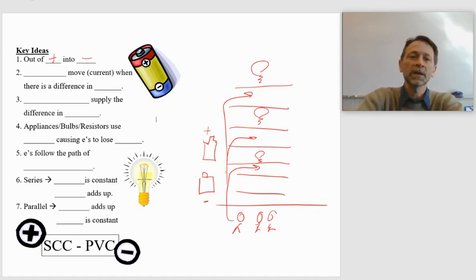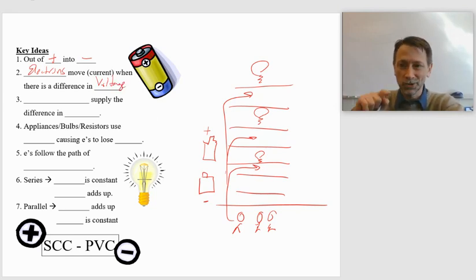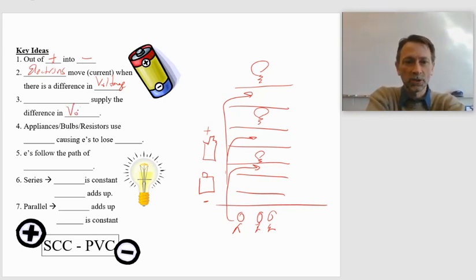We also say that the electrons move, which is called current, when there's a difference in voltage. Remember that the voltage is like the pressure that's pushing the electrons through the circuit. We would also look at that and say, well, where is that difference in voltage coming from? What supplies that difference? And that is really the battery. It's the chemical reaction in the battery that's causing the voltage to happen.